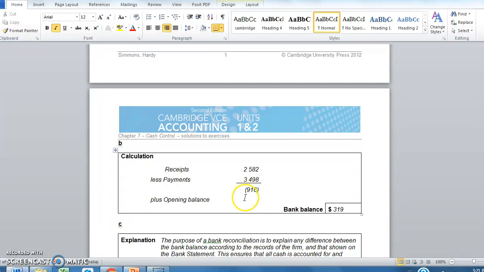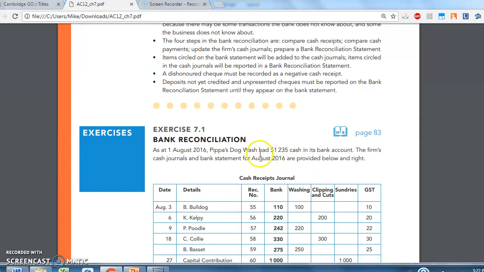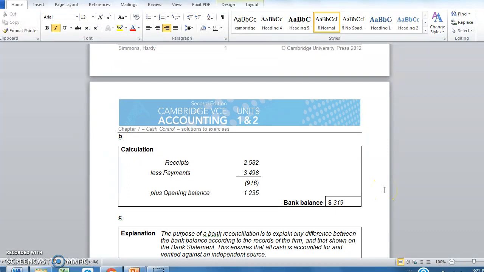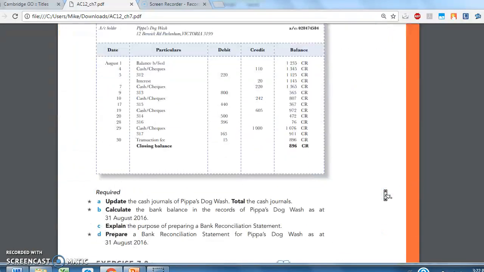So how do we get to our total? We need to then add in our opening balance. What was our opening balance? It says opening balance 1,235 cash. That's 1,235, and if we take 916 from 1,235, we get our bank balance of $319. So that is question B ticked off.